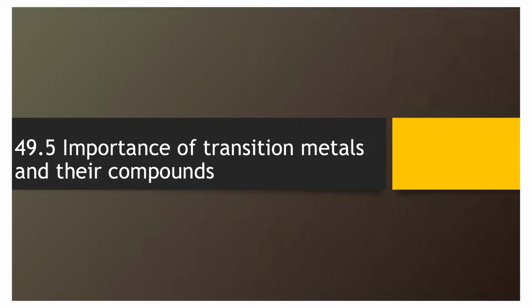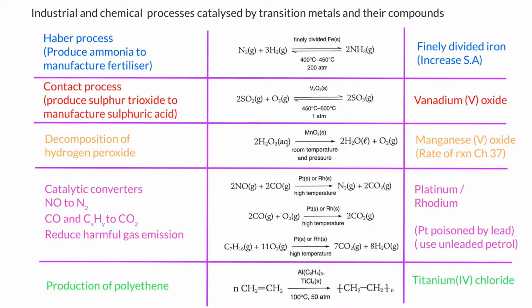Finally we come to the last video on transition metals. In this video, we're going to talk about the importance of transition metals and their compounds in our daily life. First of all, in industrial processes we require transition metals and their compounds to catalyze the reactions. In this table we put all the reactions we described in the textbook.